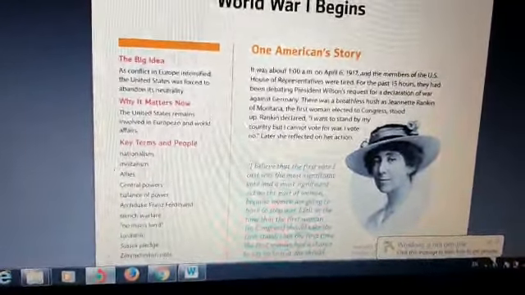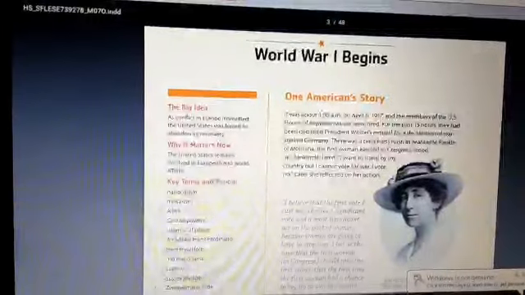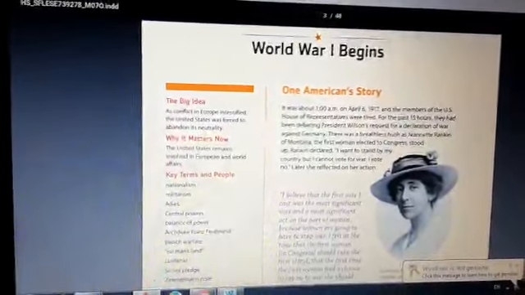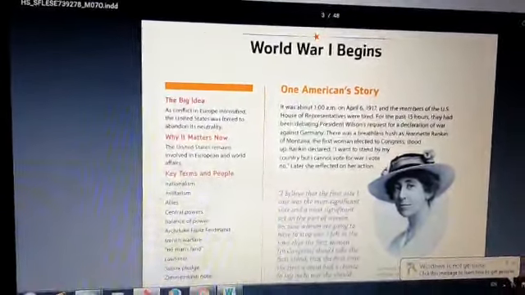Okay, the big idea here is the conflict in Europe intensifies. The United States was forced to abandon its neutrality. Why is it important to learn about that right now? So, the United States remains involved in European and world affairs. The United States has always been involved in the European and world affairs, and we have a lot of key terms to look for while we're studying.